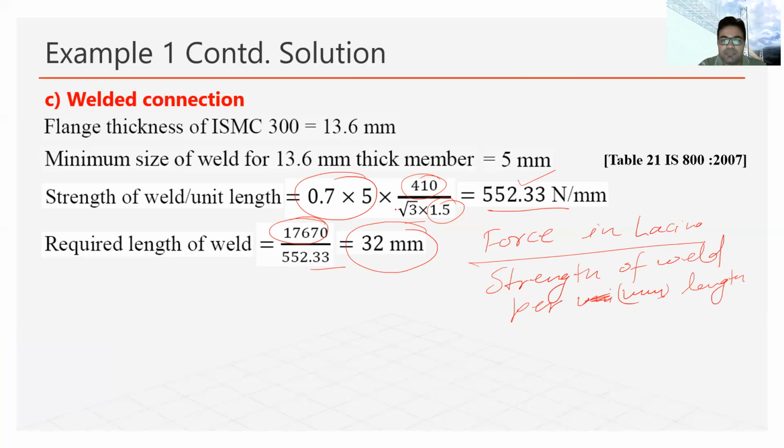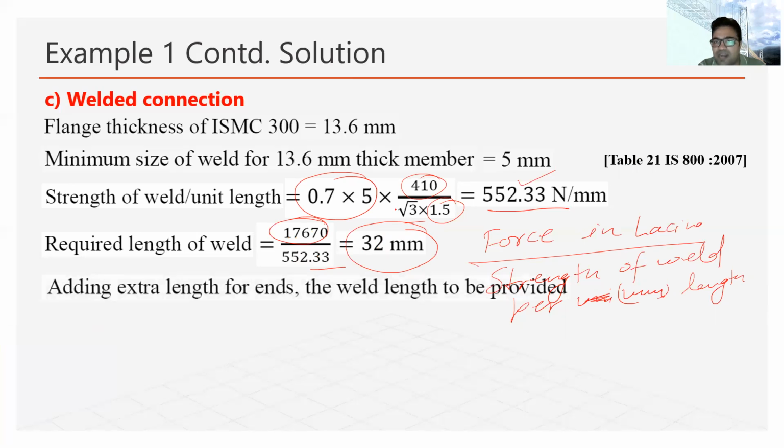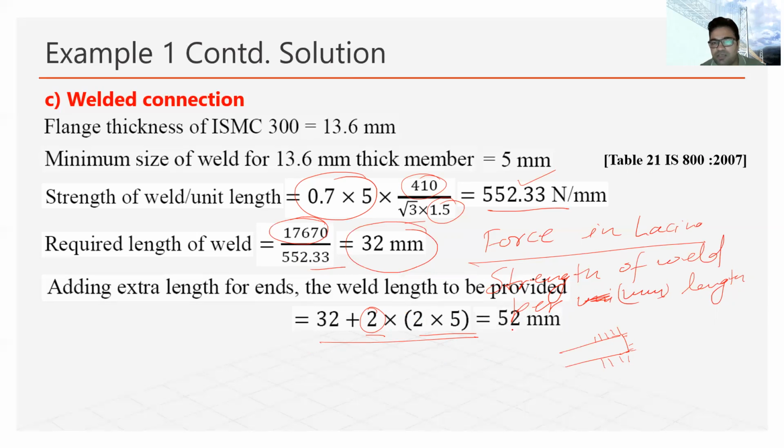Besides this 32 mm, we have to add the end returns. End returns are generally 2 times 2s, because if this is the bar and we provide welding on this side and on this side, then this side will be the end return and this side will be the end return. So there will be 2 end returns, 2 multiplied by 2s. I have already mentioned the end return specification in the welded connection, so I hope you remember that. Based on that, the length which we can provide here is 52 mm.